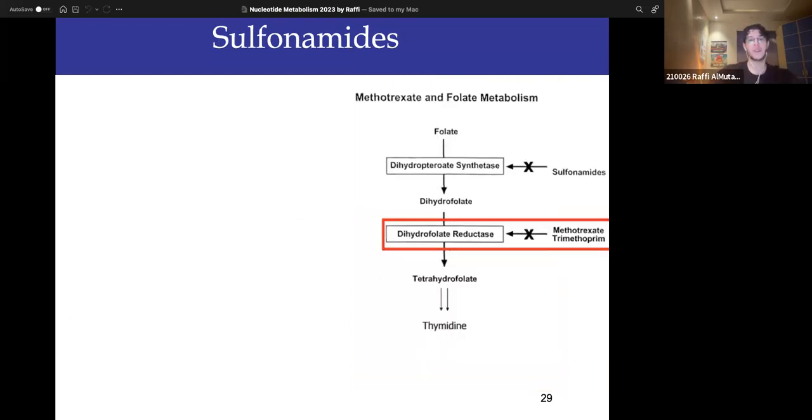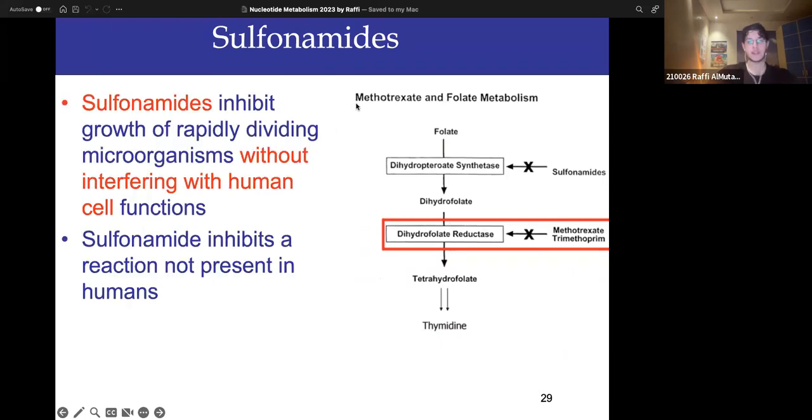And then we talk about this other drug, sulfonamides. Sulfonamides compared to trimethoprim is a much better drug, for the reason being that in terms of side effects, you won't have the same ones as trimethoprim, because you're inhibiting a step that's not found in humans. It's called dihydropterate synthetase, DHP synthetase. So sulfonamides inhibit this step, and this step is only found in prokaryotes or bacteria.